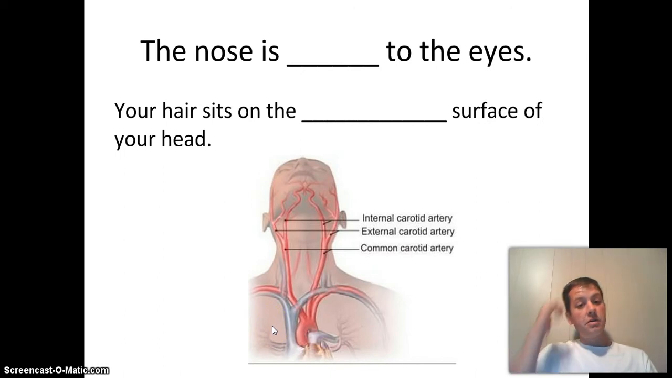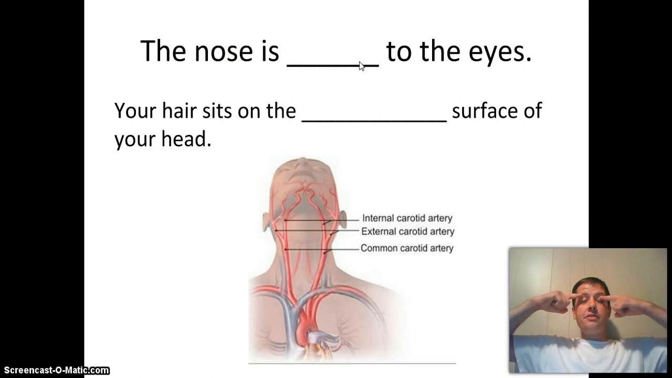Now, for the quiz tomorrow, what you're going to be looking at are questions that are similar to this. They might be fill in the blank. So the nose is blank to the eyes. The way that I wrote this, to the eyes, means the eyes are the reference point. And I'm asking you, where is the nose?